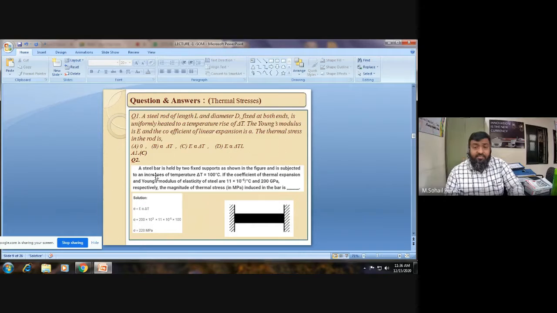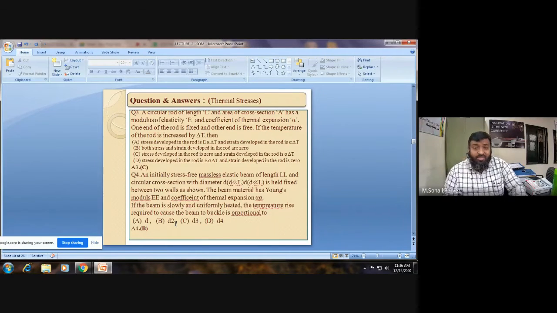Now the next. A steel bar is held by two fixed supports, as shown in the figure, and is subjected to an increase in temperature, that is delta T. If the coefficient of thermal expansion and Young's modulus of elasticity are as given, then the magnitude of thermal stress, again the same formula we can apply and we can get. So I have just given you this for the sake of understanding. Otherwise you could have solved this. So this is question number 2.